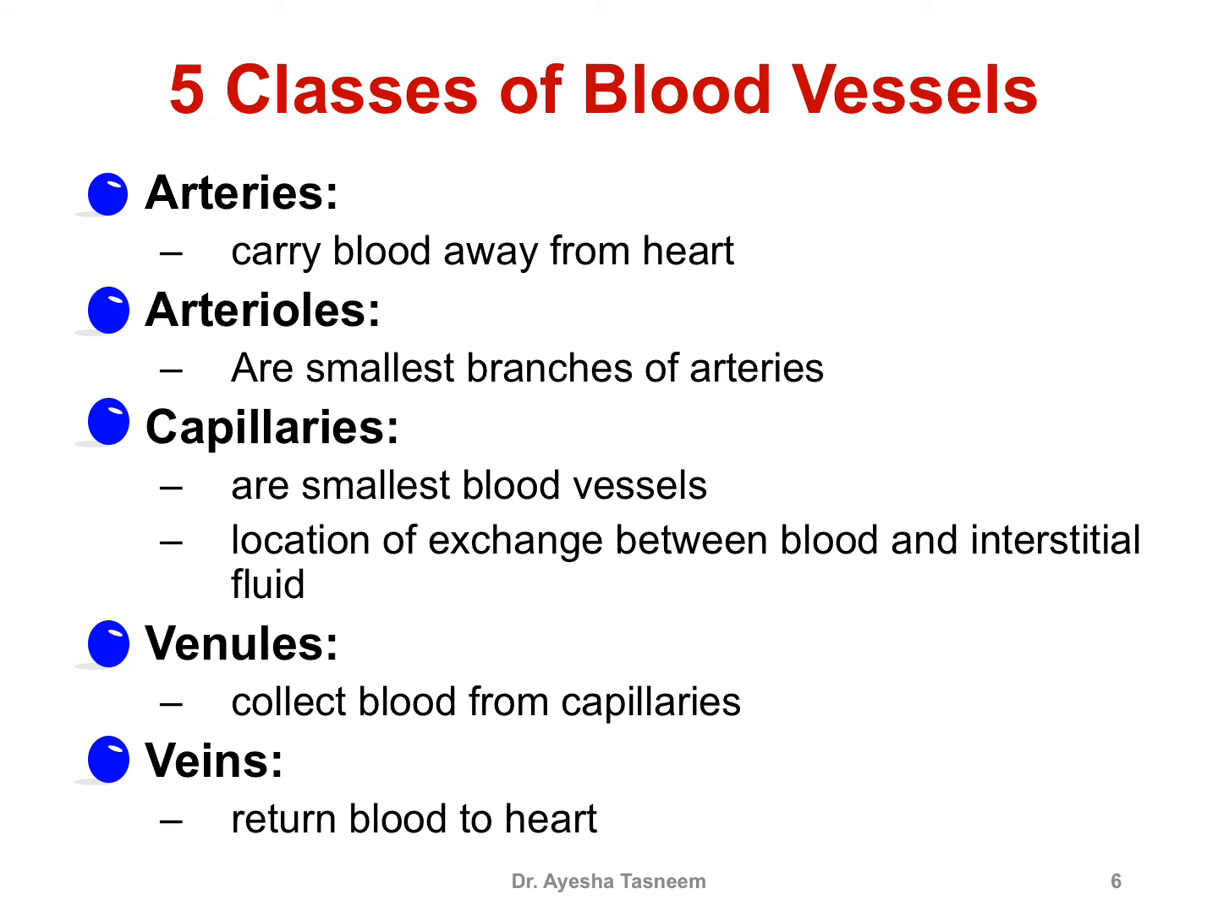We have five major classes of blood vessels. One is the arteries, which carry blood away from the heart. We have the arterioles, which are the smallest branches of the arteries. Then we have the capillaries, the smallest vessels that allow gaseous exchange between the blood and the interstitial fluid. Then we have venules that collect blood from the capillaries, and veins return blood to the heart.